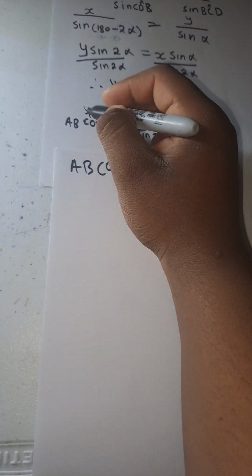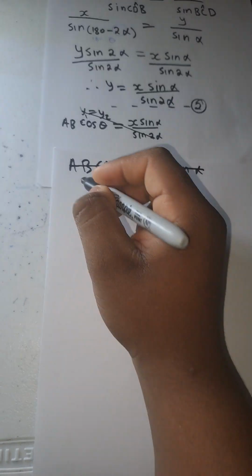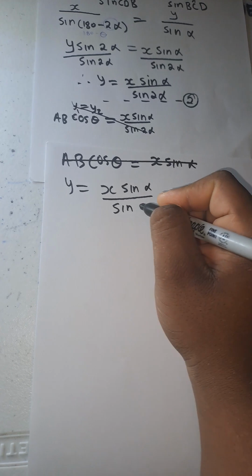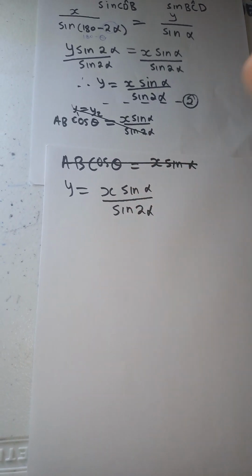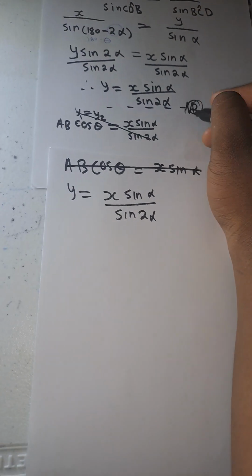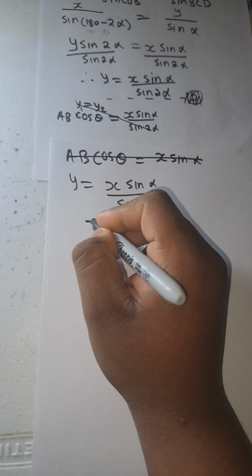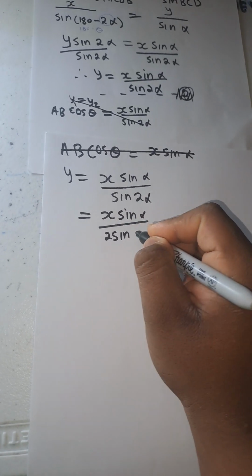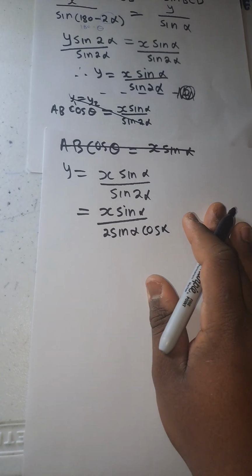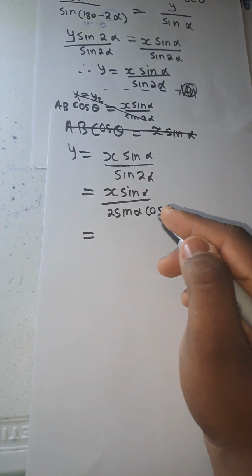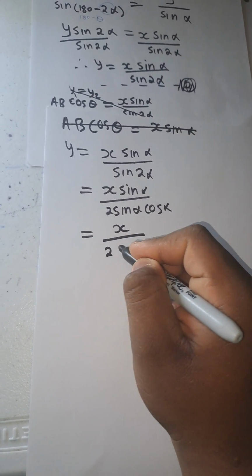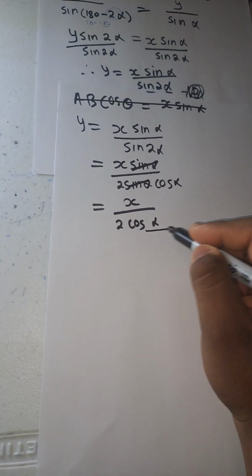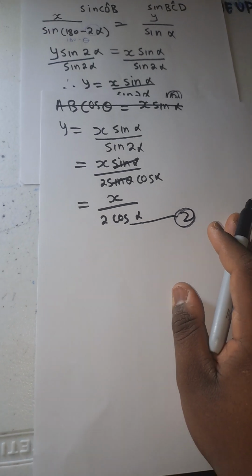Or no, wait, let me simplify that before I continue. I have X sine alpha over sine 2 alpha. Now let me continue here. This is my double angle, so this can be simplified to X sine alpha over 2 sine alpha cos alpha, which equals X over 2 cos alpha, because this one cancels with that one. So now this is my equation 2, so that I'm not going to confuse you all.